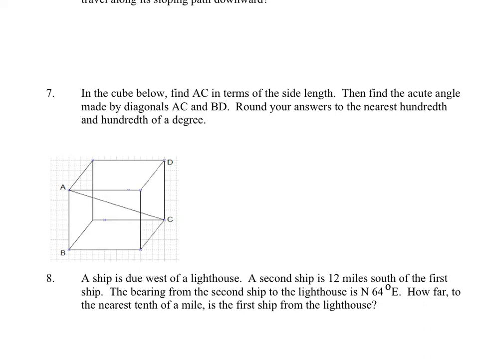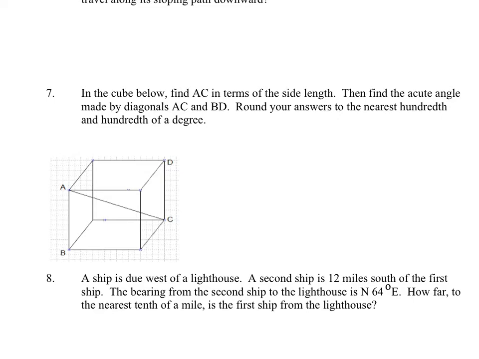Let's take a look at number 7 from the review. So let's read the problem. In the cube below, we are looking to find AC in terms of the side length, and then find the acute angle formed by diagonals AC and BD. And so let's start by finding AC.